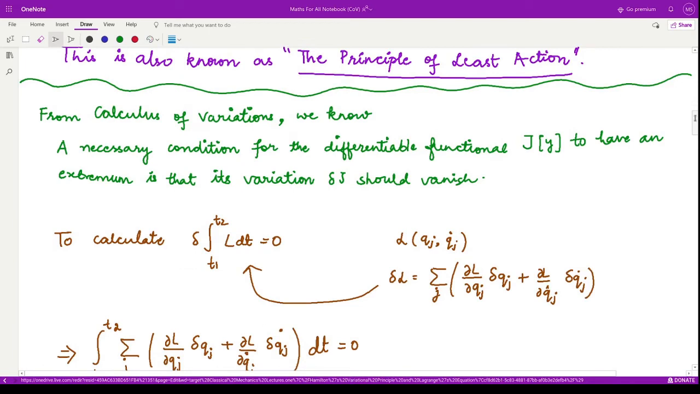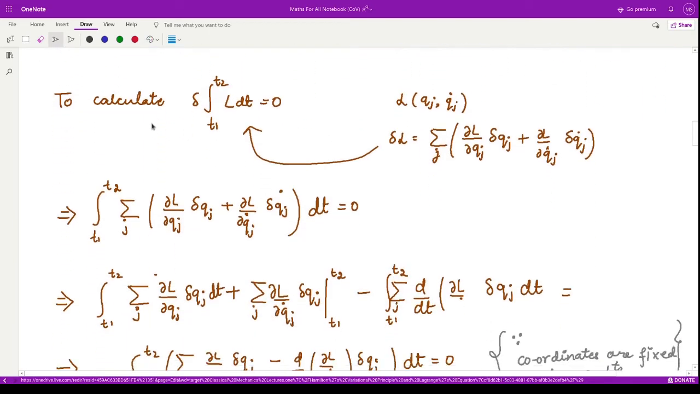So now let's move on to calculate this functional. We'll take the variation of this action and put it equal to 0. So our action was this thing. Now L is a function of generalized coordinates as well as generalized velocities. So when you differentiate this, you will get, now L is a function of q1, q2 up to qn, and it is also a function of q1 dot up to qn dot.